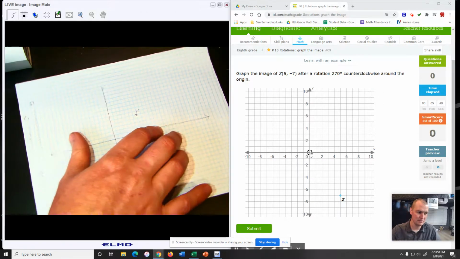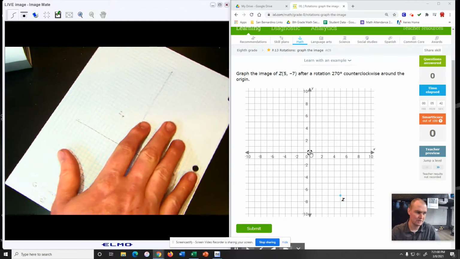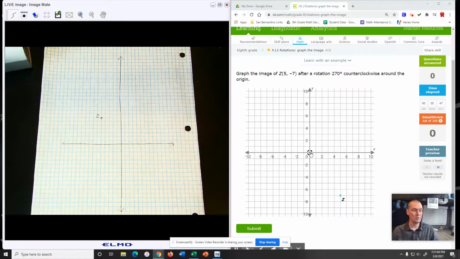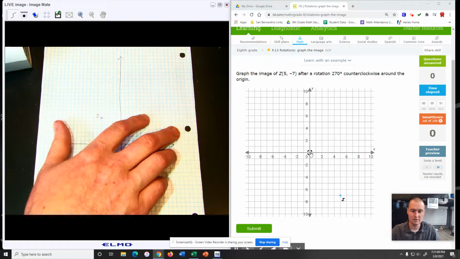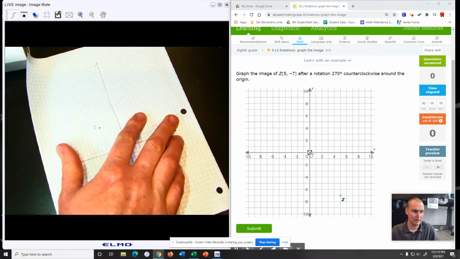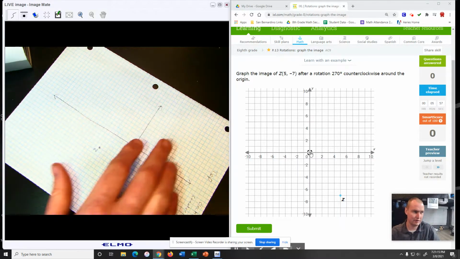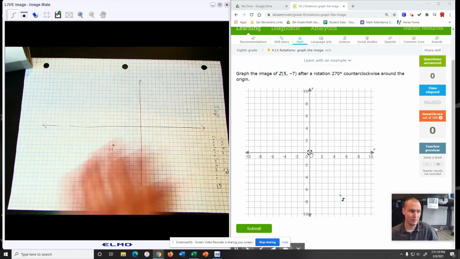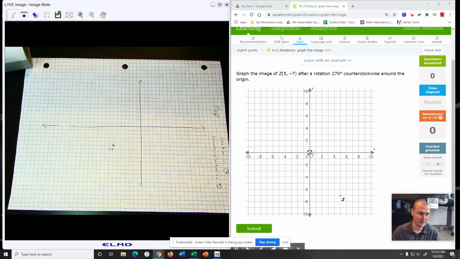So 90, turn, is 90 plus 90 is now 180. We're getting closer. Now, we just got to go one more time. 90 plus 90 plus one more 90 will be 270. So keep going counterclockwise, and we are now in this direction, which is now your answer for your IXL.